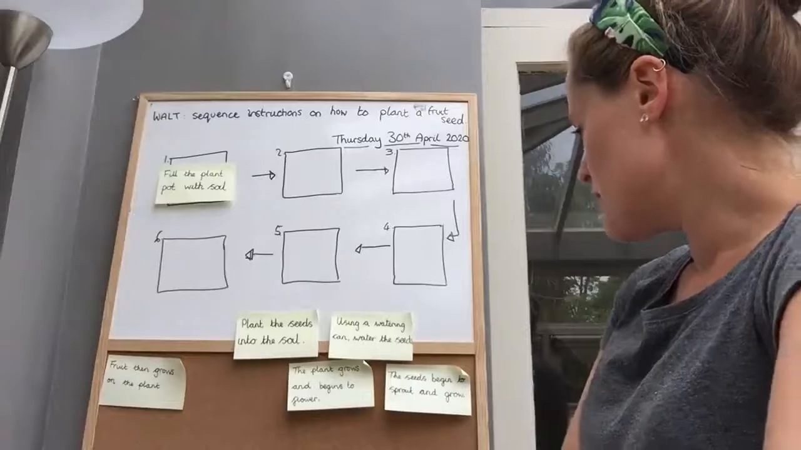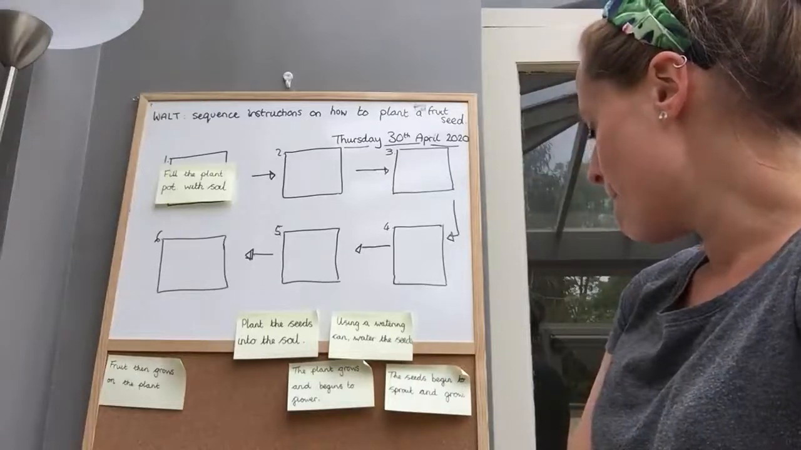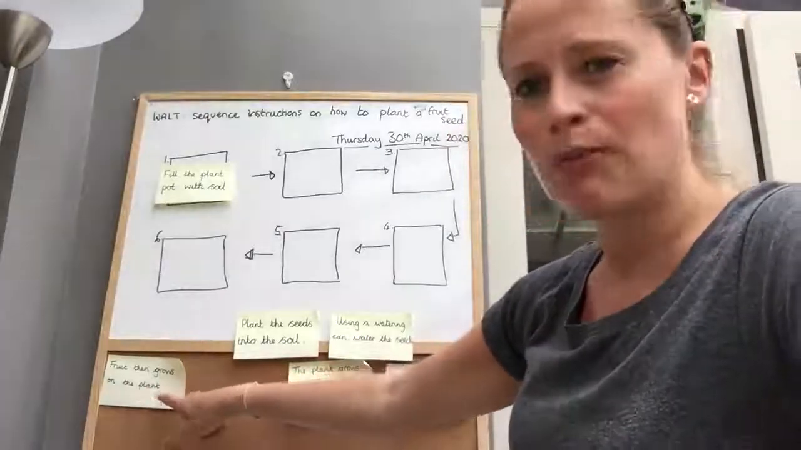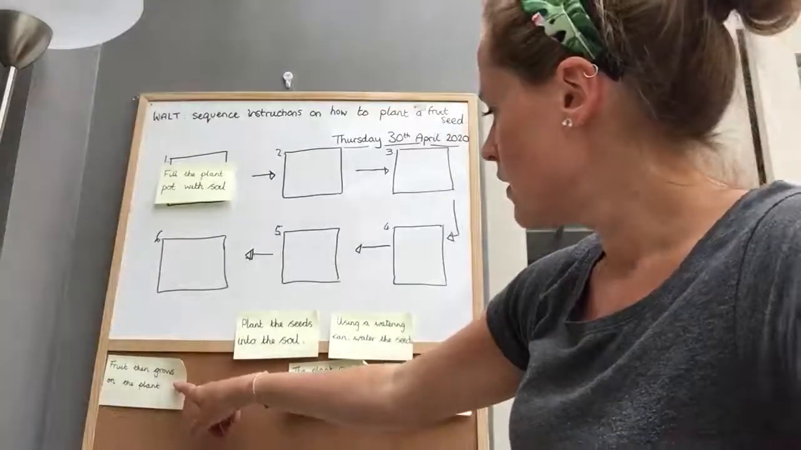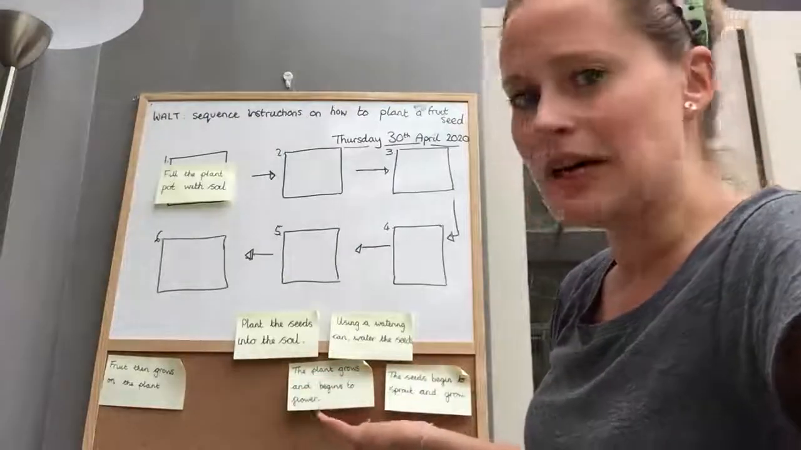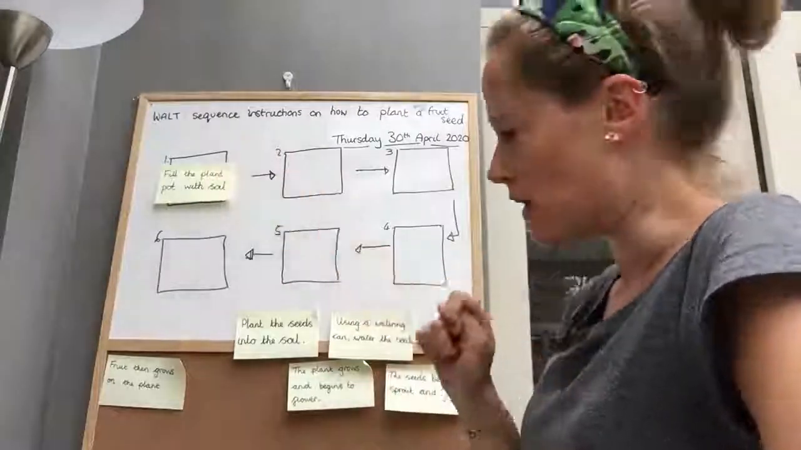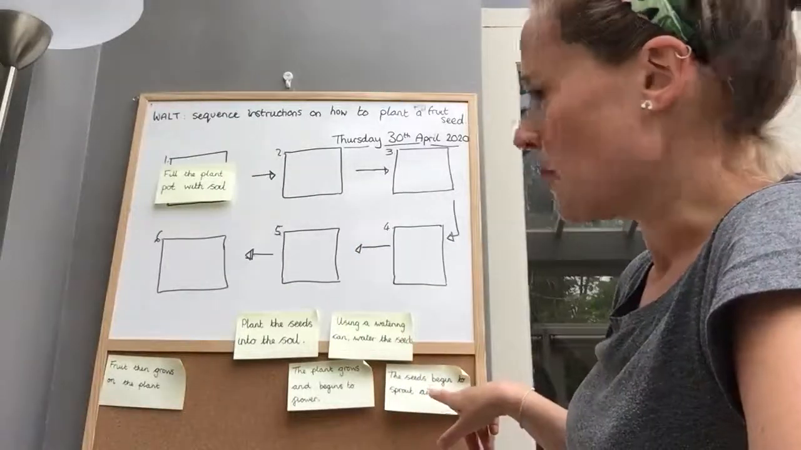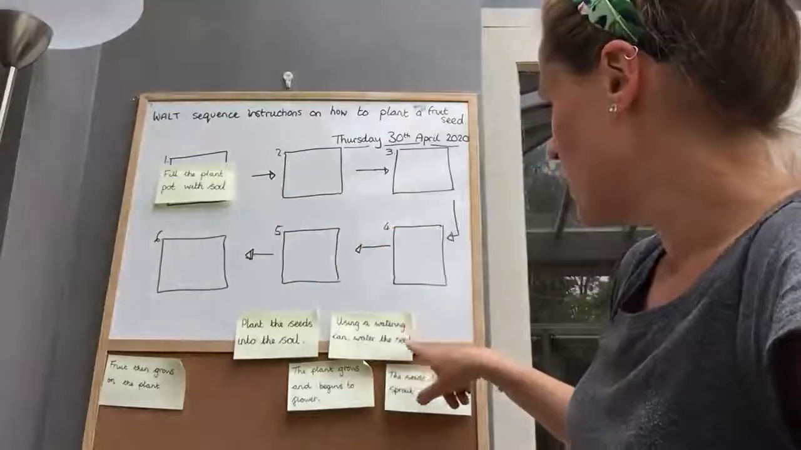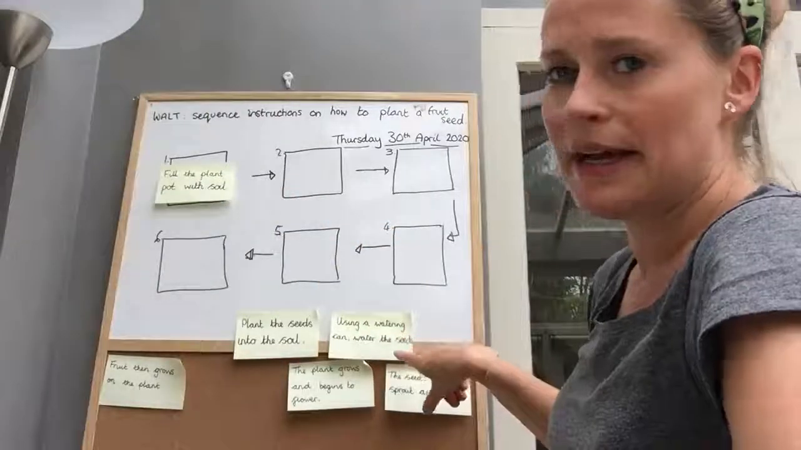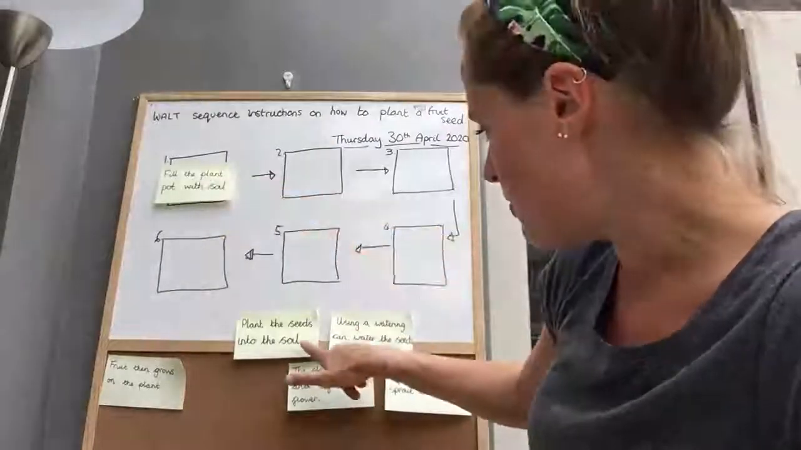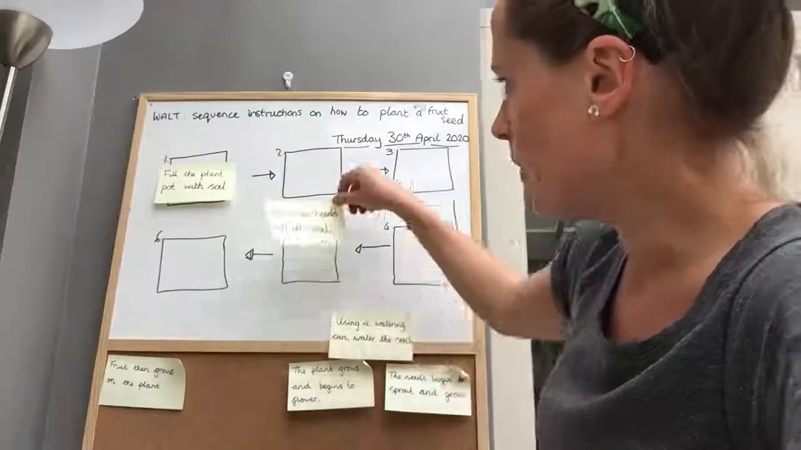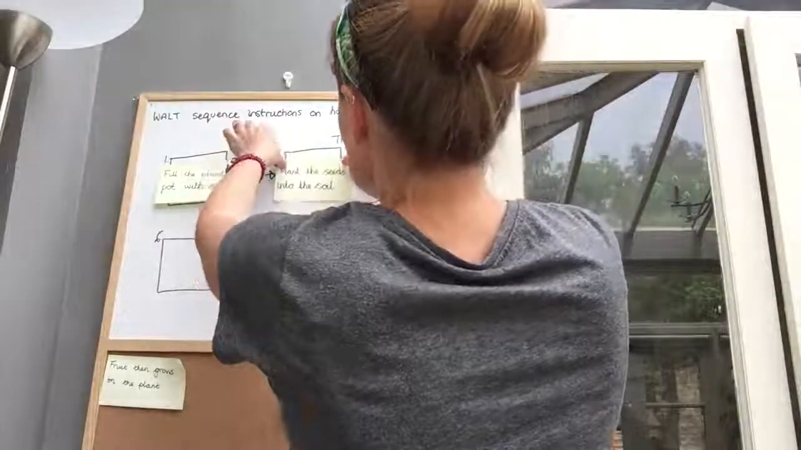And then, what is going to be the next one? We've got fruit then grows on the plant, but we've not got a plant yet, so it can't be that one. We've got the plant grows and begins to flower. Again, we don't have a plant yet. All we've got is a pot of soil. We've got this one that says the seeds begin to sprout and grow, but we've not really mentioned the seeds yet here. Using a watering can, water the seeds. Again, we haven't said anything about seeds, so it must be plant the seeds into the soil. So this one I'm going to put in the second box.